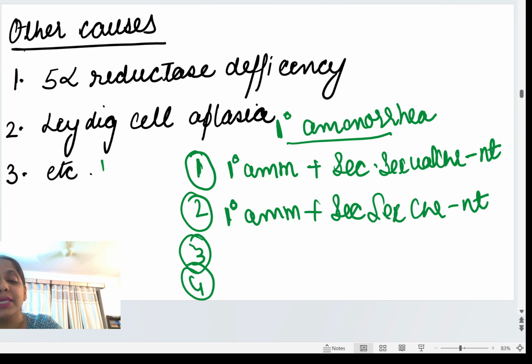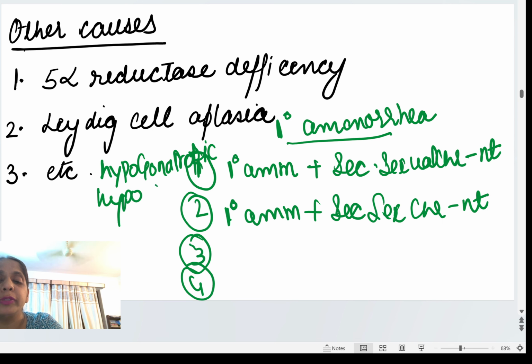So here there was hypogonadotropic hypogonadism. So this is the chanting that is going on. Speak out with me: hypogonadotropic hypogonadism. But in the patient of ovarian failure, there will be hypergonadotropic hypogonadism.